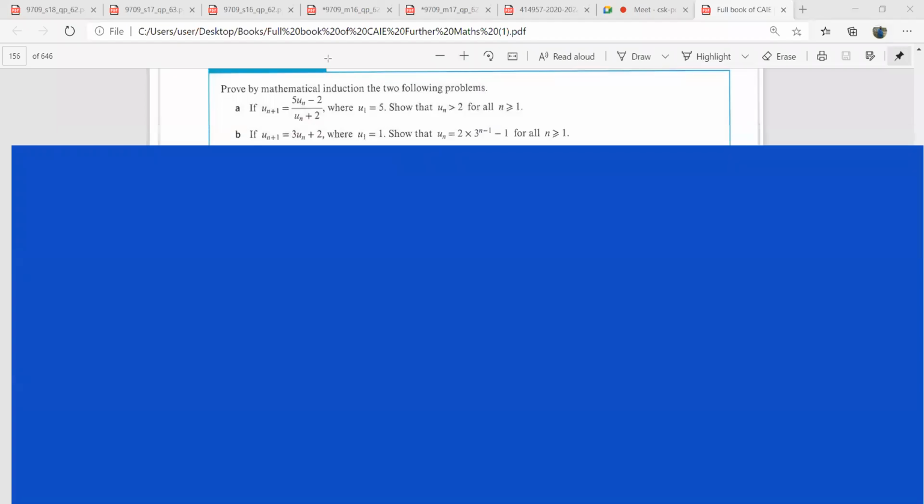So this session is about the proof by mathematical induction, and we have some sequences and we have to prove them true for the given conditions. In this part A, if un is this, where u1 is this, show that un is more than 2 for all n greater than or equal to 1. This is what we have to prove.